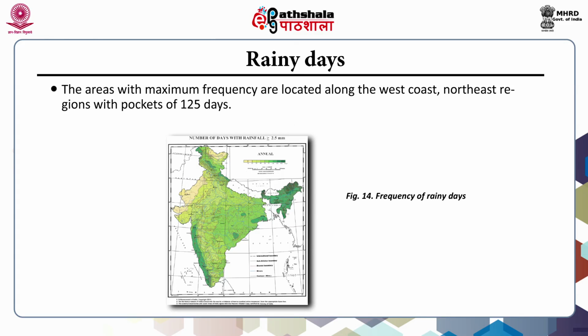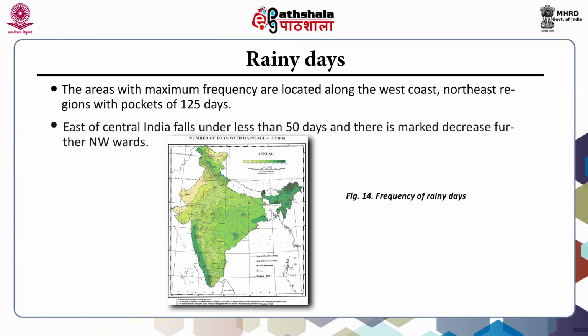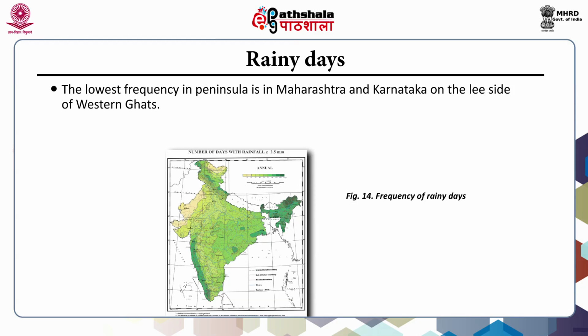Now, if we talk about the frequency of rainy days, the areas with the maximum frequency are located along the west coast and northeast regions, with pockets of 125 days. East of central India falls under the less than 50 days category, and there is a marked decrease further northwestwards. The lowest frequency in the peninsula is in Maharashtra and Karnataka on the leeward side of the Western Ghats.